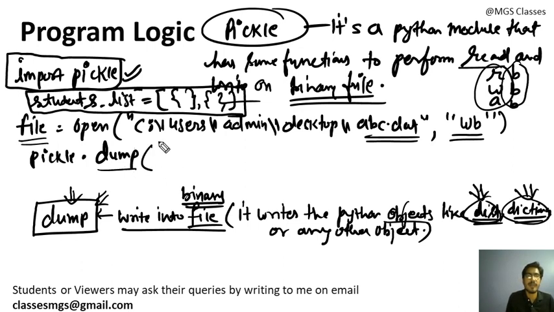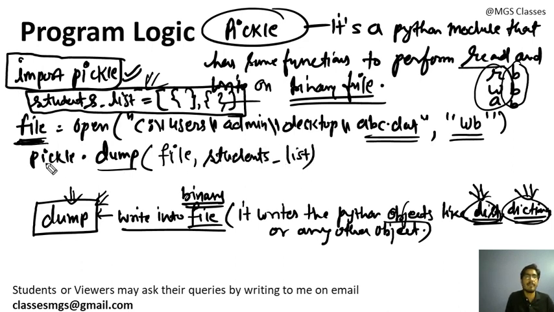In this dump method, what you need to pass? You need to pass the file pointer object, the file object that you are opening. So first you pass the file object, and then as the second argument you pass the data that you want to write into the file. In our case, we are going to write the student list.